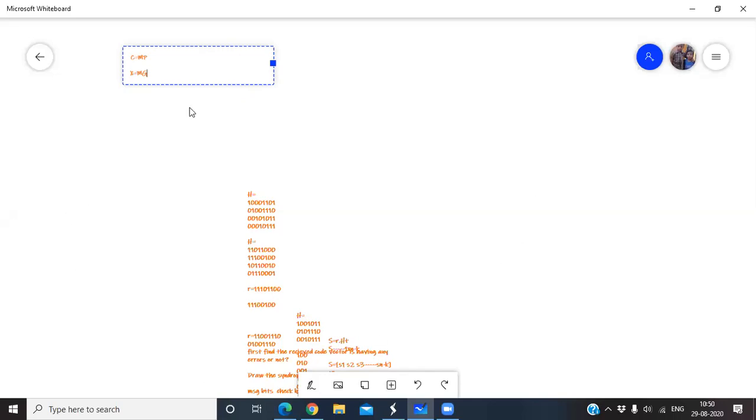Okay. No doubts. No one is talking means no doubts. Everything is clear. All are masters in generating code words and getting syndromes. How to convert from generator to parity check matrix, parity check matrix to generator matrix. How to write the code words in systematic form, non-systematic form. Well, I just want to stop the recording.